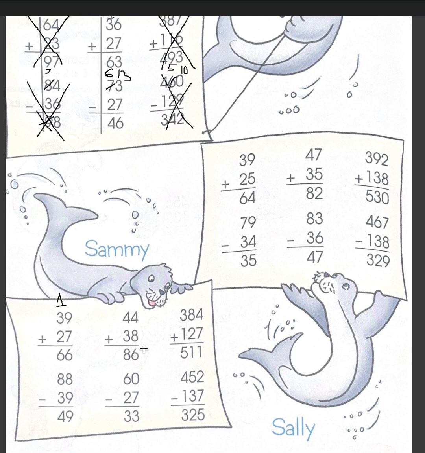Then we have 44 plus 38. They first did 4 plus 3 to get a 7, but there's also a 4 plus 8, but they got 16 here, so this is already incorrect.